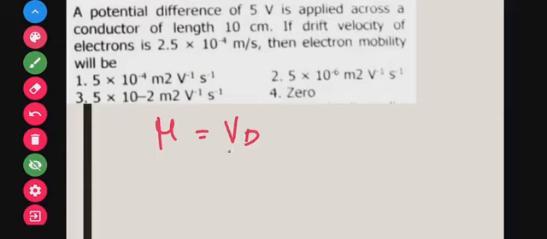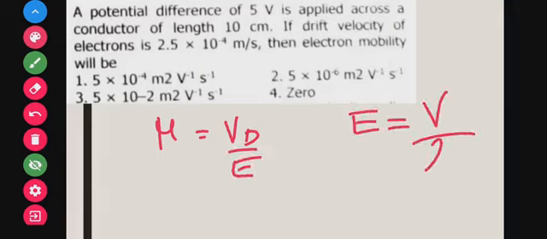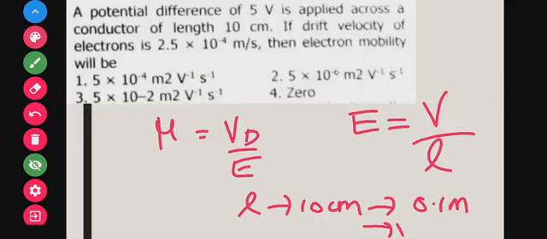Okay, so in the question you have to learn about this thing only. Mobility is equal to drift velocity by the electric field, and your electric field is equal to your potential difference by this length, and this length is 10 centimeter, which is to be changed into meter, which is 0.1 meter, and either I wrote that as 1 by 10, so 10 to the power minus 1. So your electric field will be coming as 50. Okay, fine, next we will move on to the next question.